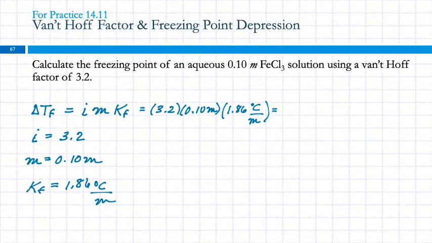0.5952 degrees Celsius, 2 sig figs. Yeah. Correct. Because it's the number of particles divided by the number of formula units. It's just 2 numbers without really a unit.